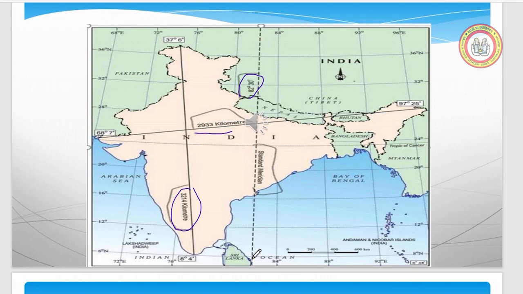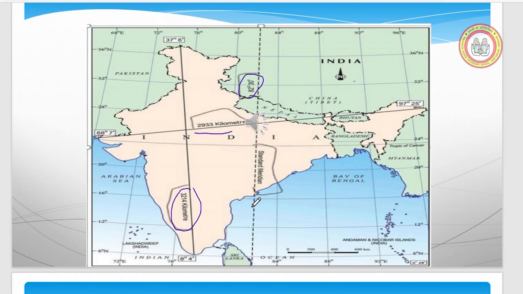From Gujarat to Arunachal Pradesh, there is a time lag of 2 hours. Hence, the time along the standard meridian of India, that is 82 degree 30 minutes east, passing through Mirzapur in Uttar Pradesh, is taken as the standard time for the whole country.